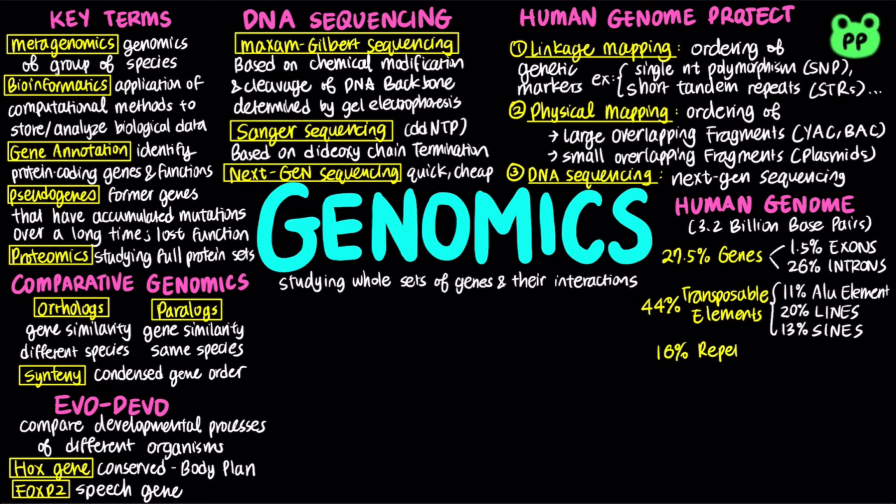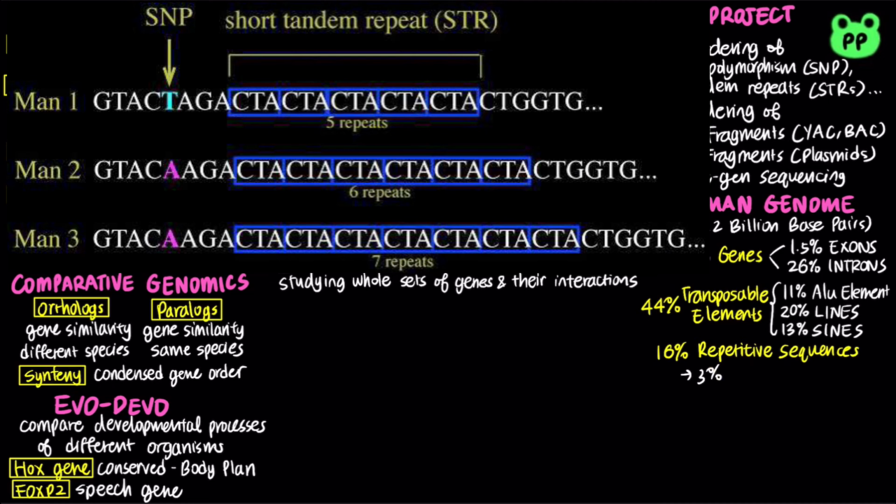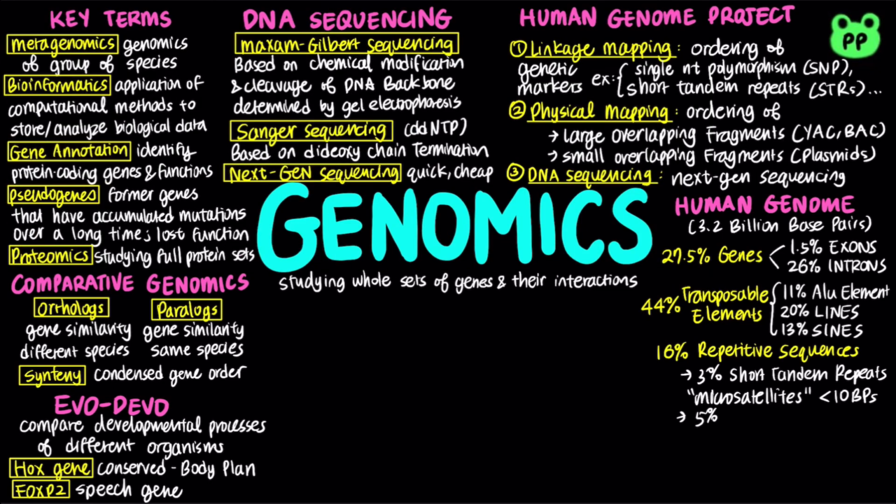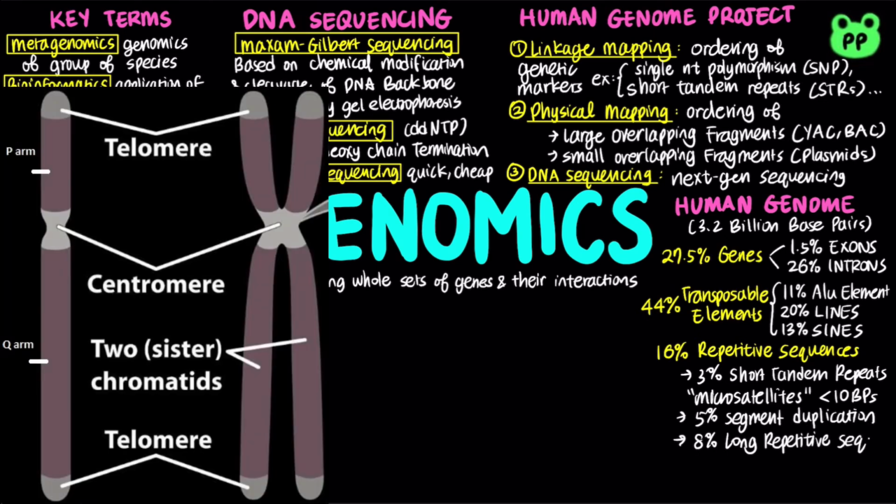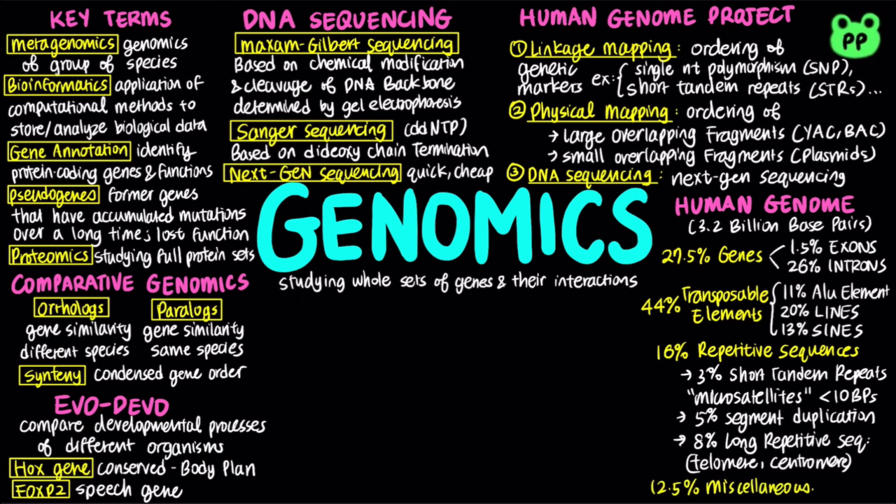Lines and sines are retrotransposons that amplify themselves through RNA intermediates. 16% of the human genome consists of repetitive sequences, including 3% short tandem repeats, also known as microsatellites, which are repetitive DNA less than 10 base pairs long that vary in the number of repeats among different individuals. As I mentioned in my video on biotechnology, short tandem repeats are very useful in genetic profiling for forensics or paternal testing. 5% of human DNA are segment duplications, and 8% are long repetitive sequences, such as telomeres and centromeres. The rest of the human genome are miscellaneous elements.